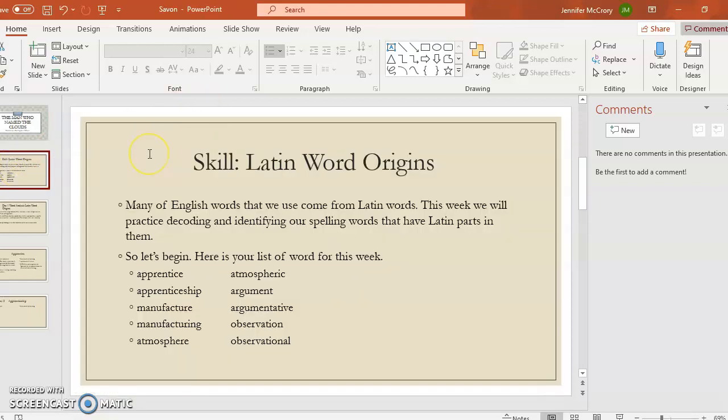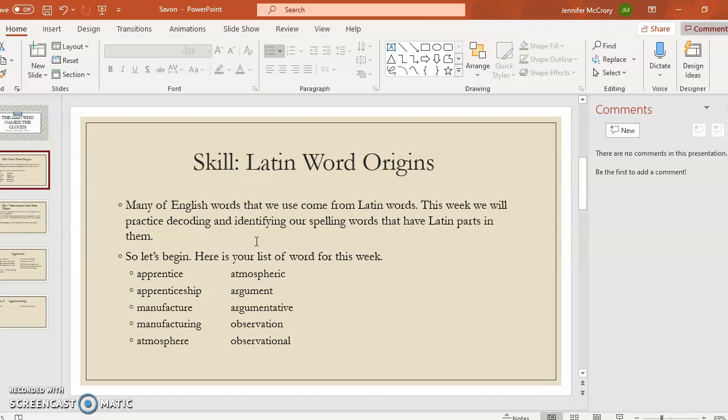Our skill for this week is a little bit different, but that's okay because we are going to tackle it with that positive learning behavior that we have. And we are going to be looking at Latin word origins, okay? So I want you to take a look at what I put right here that I am following with my cursor. Many of our English words that we use come from Latin words. Bet you didn't know that. Learn something new every day.